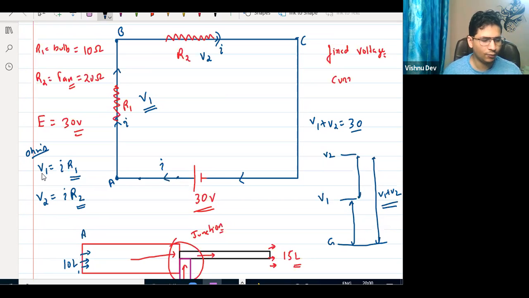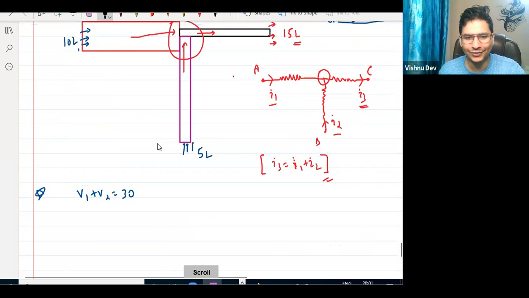Because this is a very important concept. Is everyone understanding? Sir, are we finding resistance? No, we are not finding resistance, because the resistance values are given, 10 and 20. My question is, what are we finding? What don't I know? Current. We have to find what we don't know. Exactly.